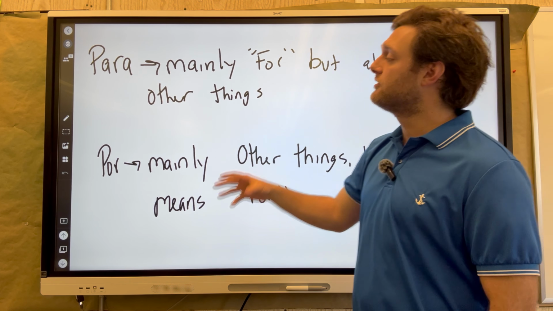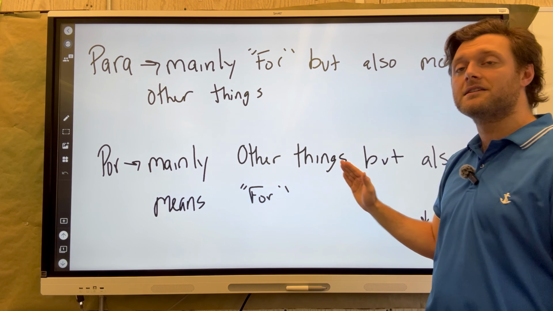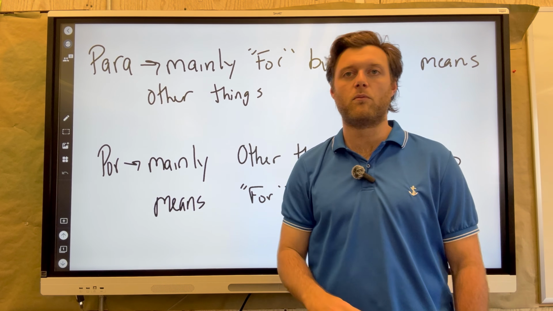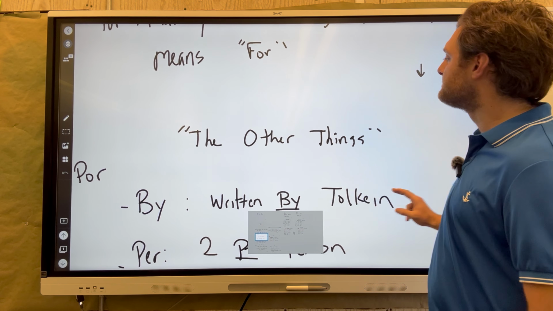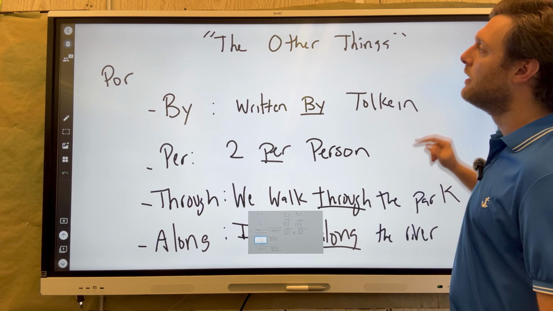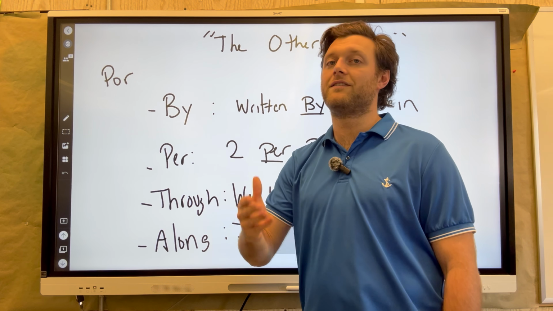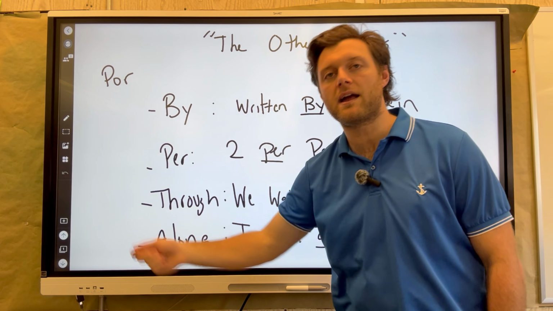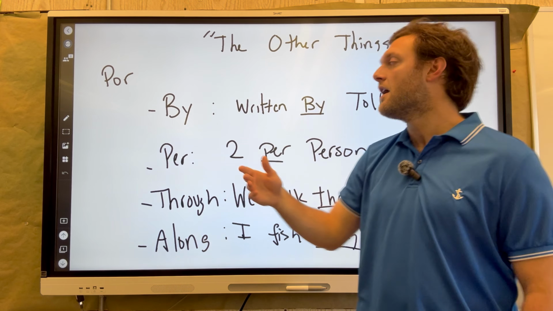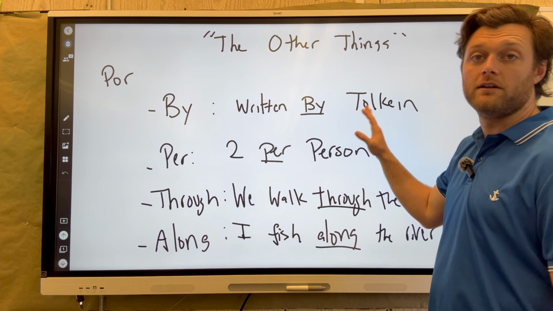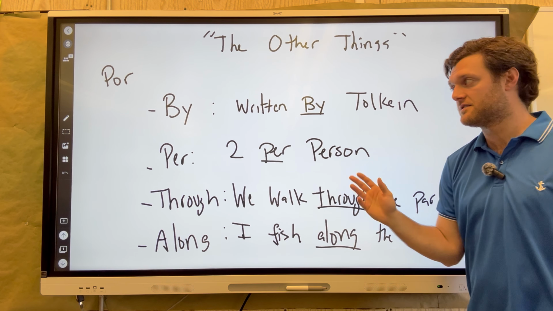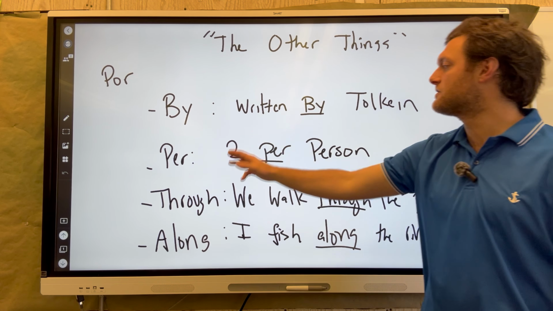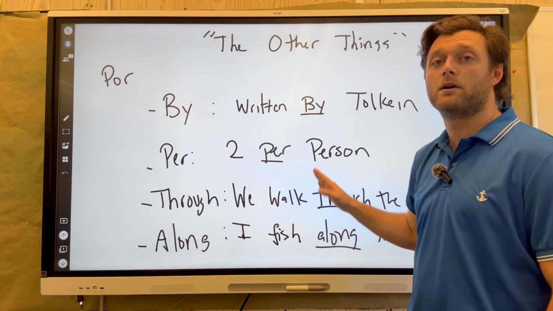So what we're going to do is first look at the other things that por or para can be, and then we'll dive into the fors that come with por and para. The other things first for por, because that's generally what it's used for. Por can mean by. So when something is written by someone, it's written by the author. Está escrito por Tolkien. Tolkien is the author, so that's going to be our por. Por also means per. So two per person, dos por persona.